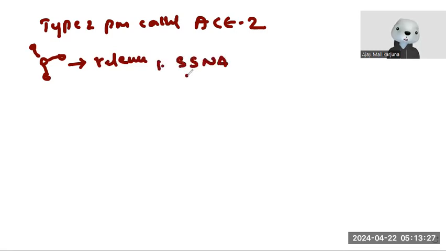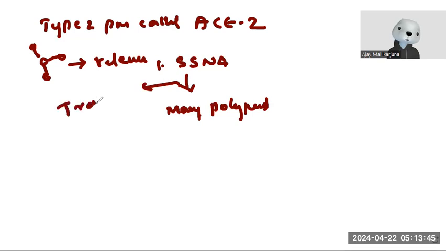This single stranded RNA releases, and from this many polyproteins are formed through the translation process. The single stranded RNA will enter into the ribosomes, and from the ribosomes many proteins are formed. So the process involved here is called the translation process.